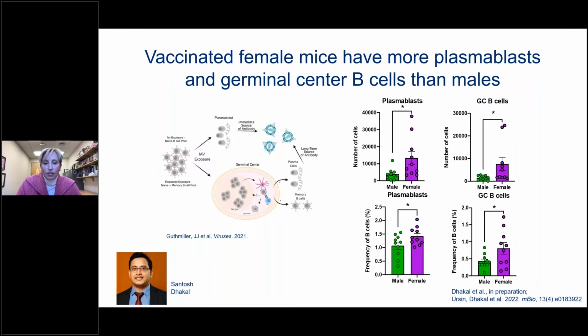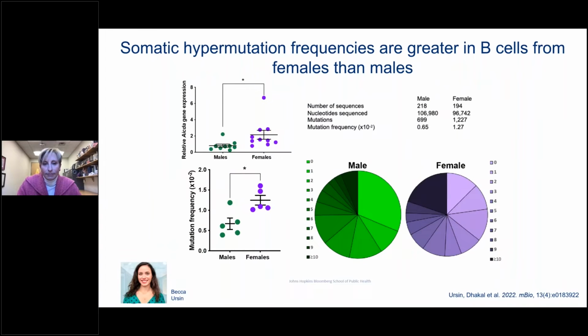Within these germinal centers, females have greater expression of the gene that encodes for activation-induced cytidine deaminase. And this is important for regulating somatic hypermutations. So when we look at the expression of this gene in germinal center B cells, females have greater expression. And when we actually sequence mutations in the JH4 region from germinal center B cells, females have a greater mutation frequency. So we're seeing more mutated sequences in germinal centers from B cells.